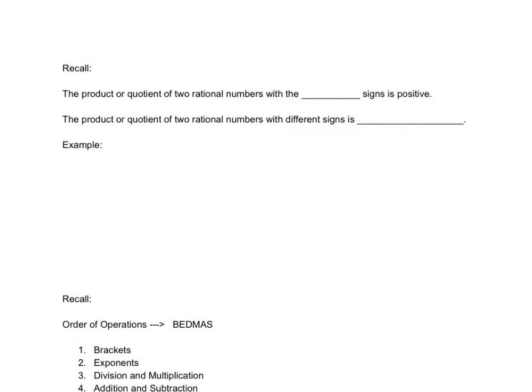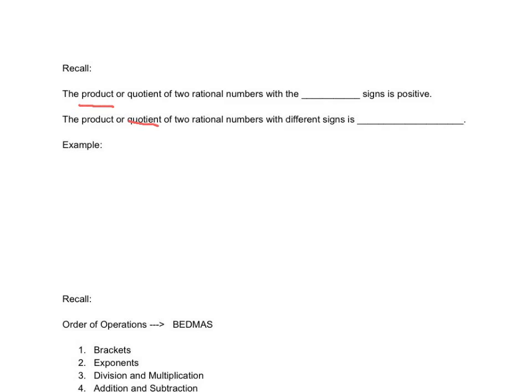Now, we're also going to look at, just very briefly, a couple rules that need to be applied when we are multiplying or dividing. So remember, the product is the answer to a multiplication question, and the quotient is the answer of a division statement. These rules apply when you're multiplying and dividing, not when you're adding and subtracting. Important to keep that separate.